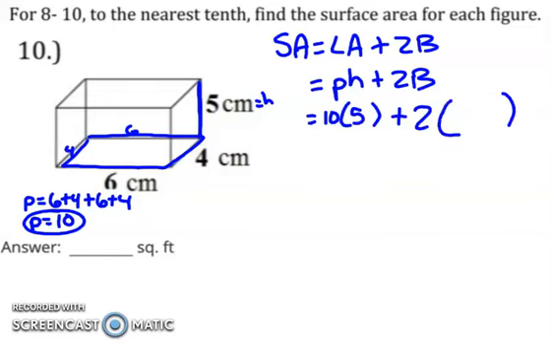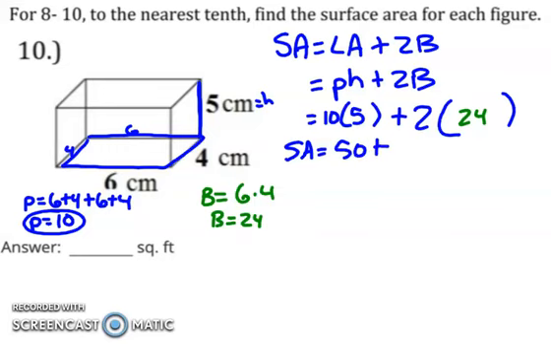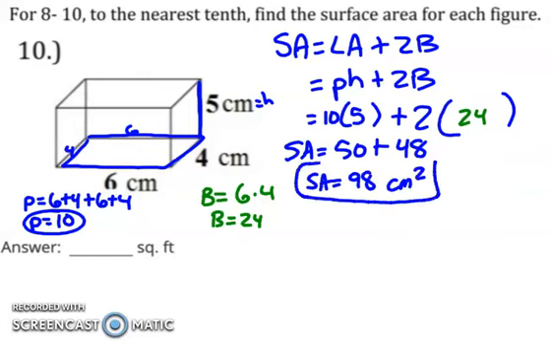Well, capital B this time is just a rectangle on the bottom. So base times height, 6 times 4. Capital B is 24. So we take that P times H to get our surface area. That's 50 plus 2 times 24, which is 48. So the surface area of the whole box would be 98. Our unit is square centimeters.